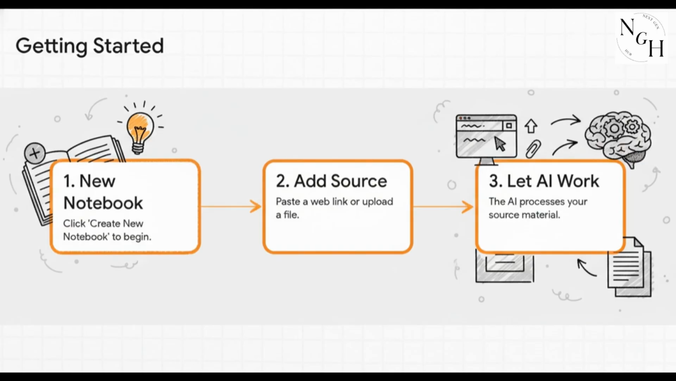And what's really great is that getting started is so simple. Seriously, it's just 3 steps. You create a new notebook, you add your source, and that can be a website link, or you can just upload a file, and then you just let the AI go to work. It does all the heavy lifting.